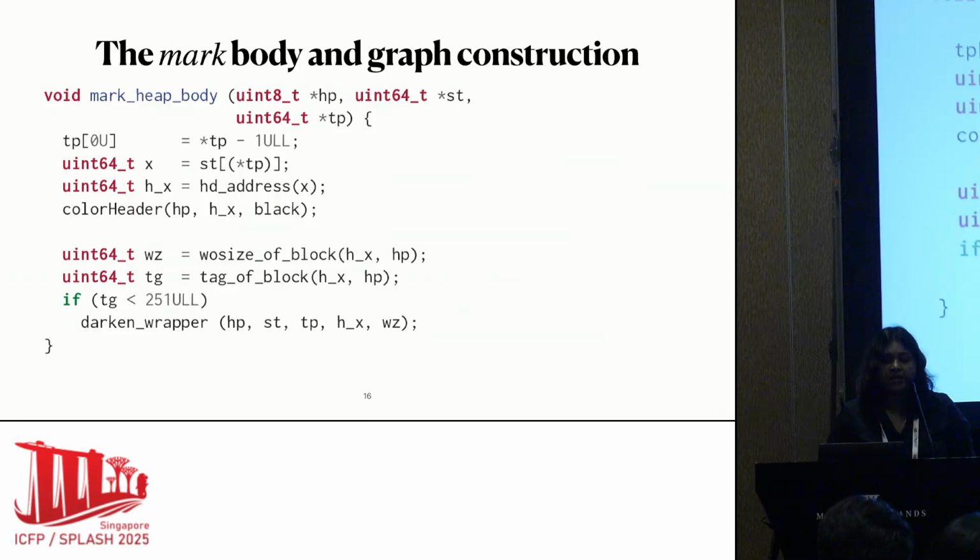Now, let me introduce some part of our mark function. This is a piece of extracted, verified C code. So mark takes as input a heap, a stack filled with roots, and a stack pointer. What it does is, it will pop the top of the stack, color it black, and determine whether to scan it or not. When the stack is empty, it will stop its process. How to decide whether to scan is based on the tag. If it's greater than no scan tag, it will not scan.